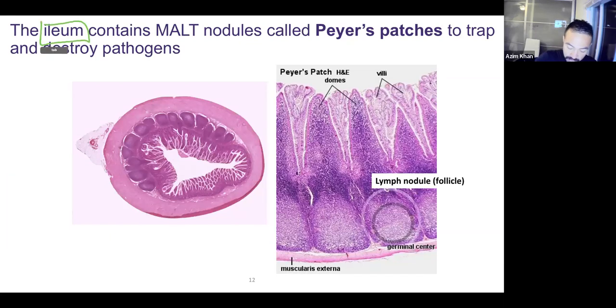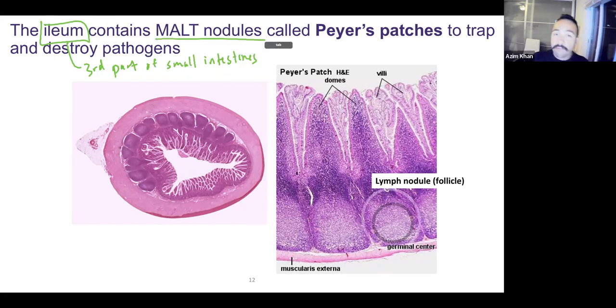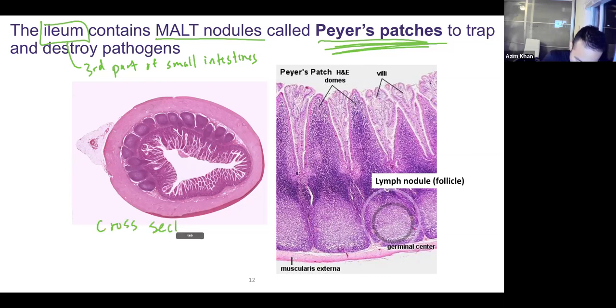The ileum is the third part of your small intestines. And you have a high amount of mucosa-associated lymphoid tissue, lymphoid nodules in this region. Because there are so many, it has a name. They're called Peyer's patches. If you look in this cross-section, you can see all of these lymphoid nodules of the Peyer's patches that I'm circling here. Those are Peyer's patches. Lymphoid nodules called Peyer's patches.